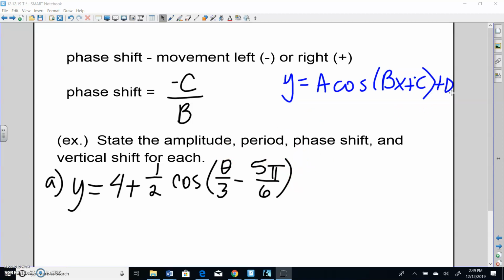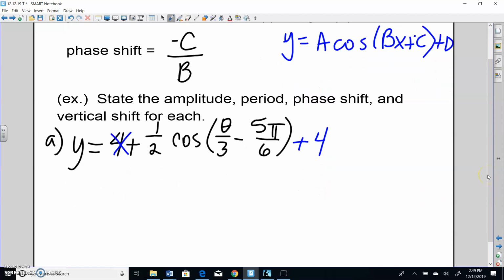The D can be at the end or at the beginning. So this 4 is D, right? So we could actually move the 4 to the end. We could rewrite this, and we're going to put that 4 at the end. So the D can appear at the beginning of the equation, or at the end of the equation. But whatever it is, it's still D. Okay, but we're not talking about that right now. Let's talk about amplitude. Let's go in order.